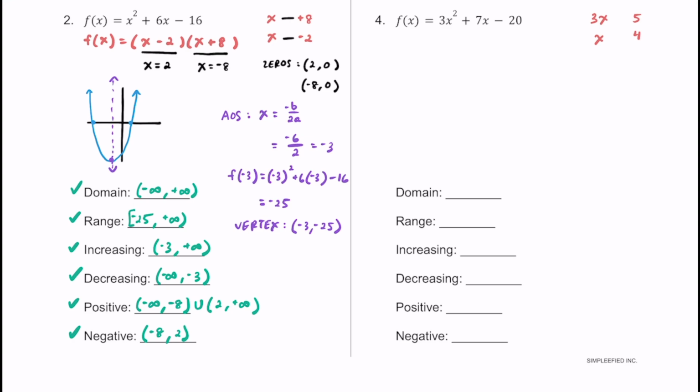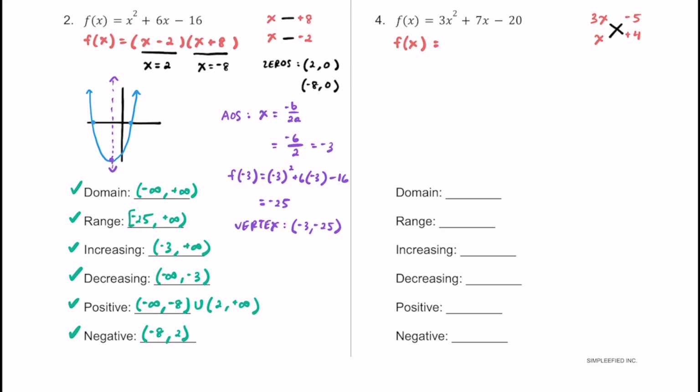I think we can, so I'm going to make this 5 negative and the 4 positive. And if we pair this up diagonally, 3x times positive 4 is 12x, then x times negative 5 is negative 5x, so 12x minus the 5x would get you that positive 7x in the middle. So let's see if we can write this in factored form.